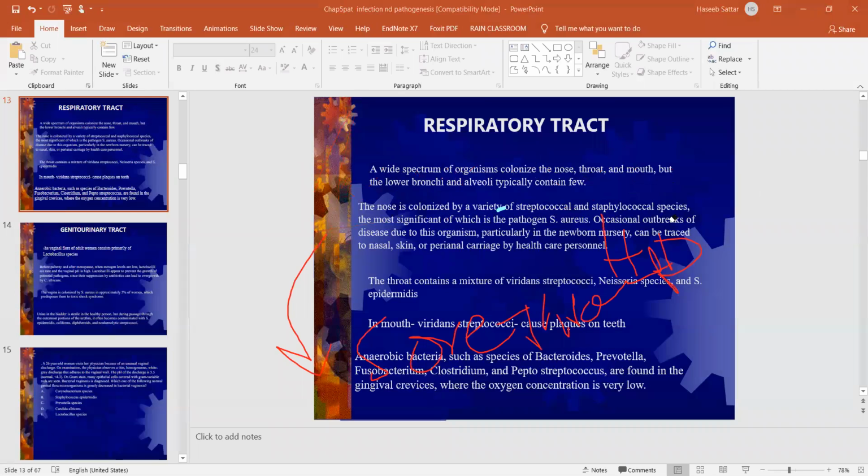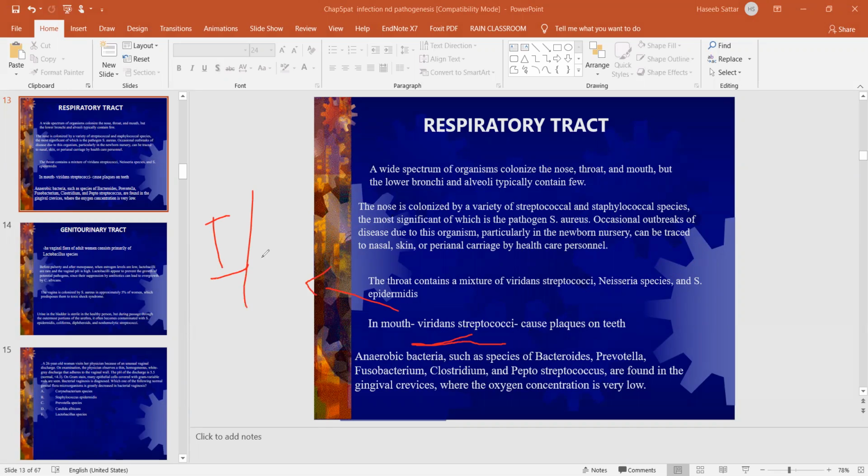Then infective endocarditis, I told you, is also an emergency. It will lead to heart failure and other complications. So in infective endocarditis, viridans species are involved. And remember, this species is very common in IV drug abusers.